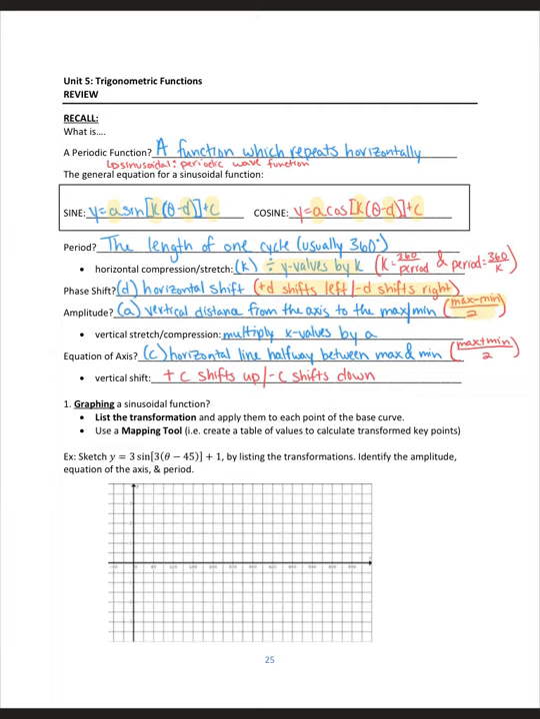And so with that value, we can multiply our x values by a to find out what they will be over the transformed function. The next transformation we looked at was our vertical shift, which also represents the equation of our axis.